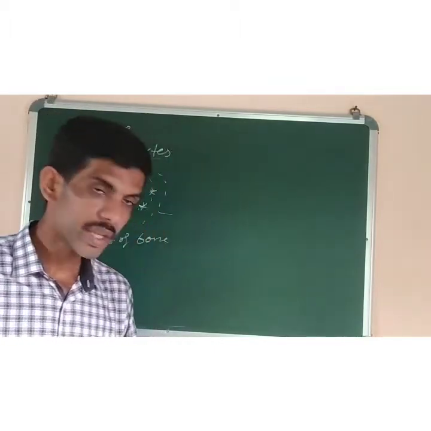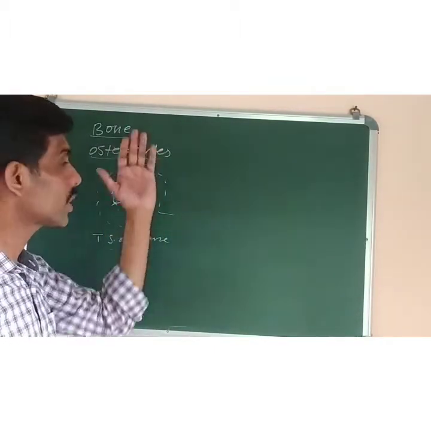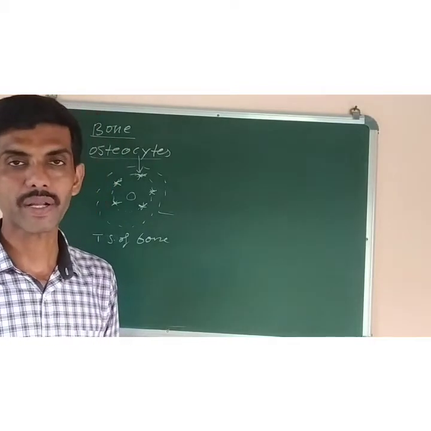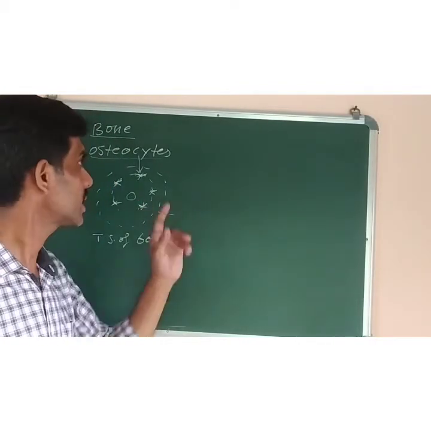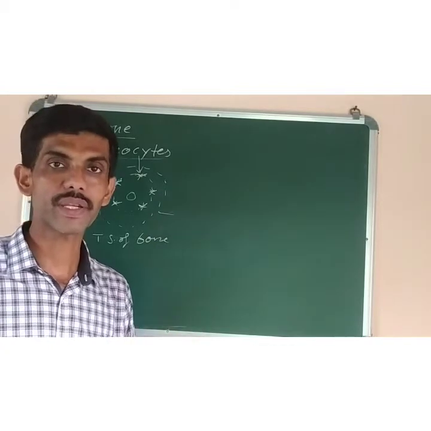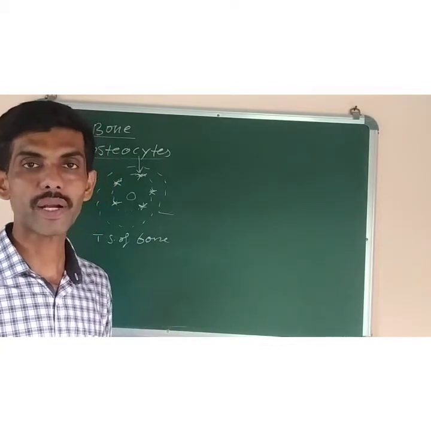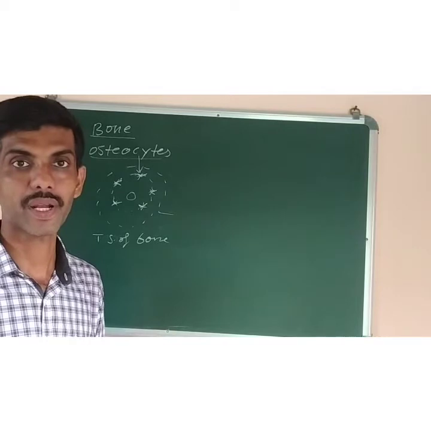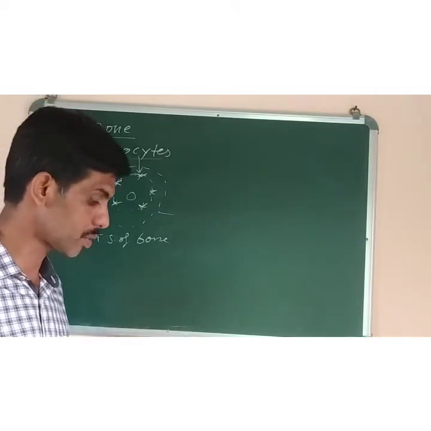Now next, what is bone made up of? It is made up of both a living and a non-living part. The living part consists of the bone cells which are living in nature, that is osteocytes, which can grow and increase in number. And the non-living part consists of different types of minerals like calcium and phosphorus, the ones which make the bones strong.